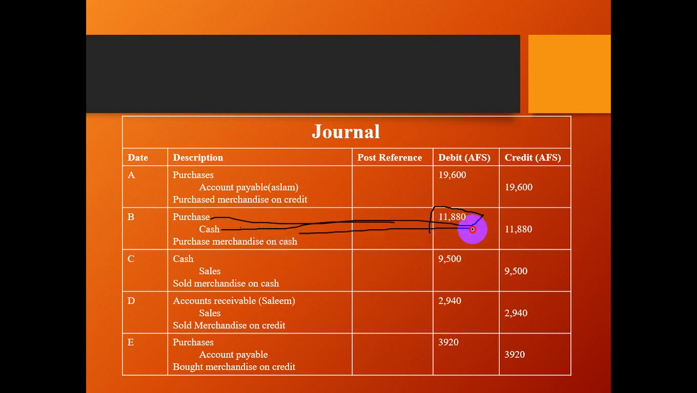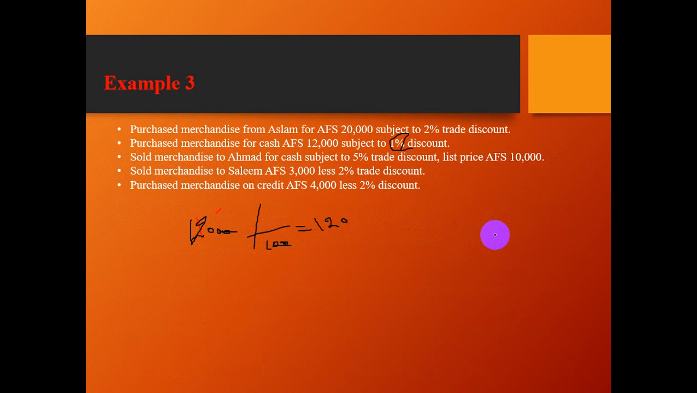So when my asset decreases, it has a credit balance, right? The next one: sold merchandise to Ahmad for cash, subject to a 5% trade discount. So we are selling merchandise to Ahmad, giving a 5% trade discount. The term "cash" is mentioned here, so this dealing is cash. We are not dealing with credit.